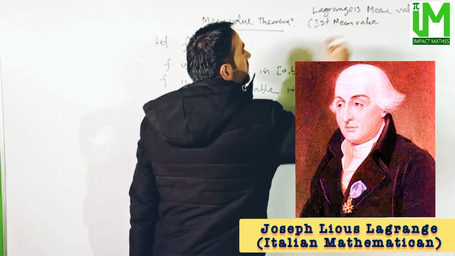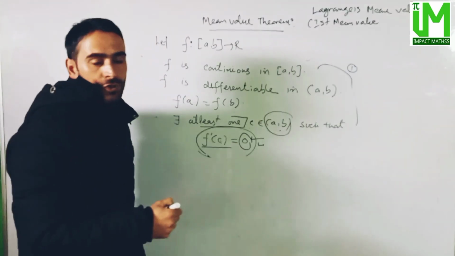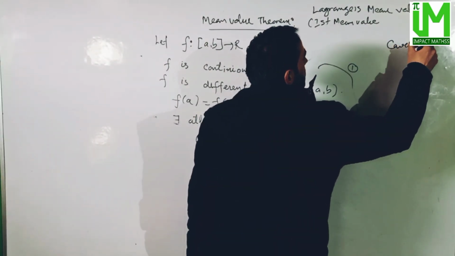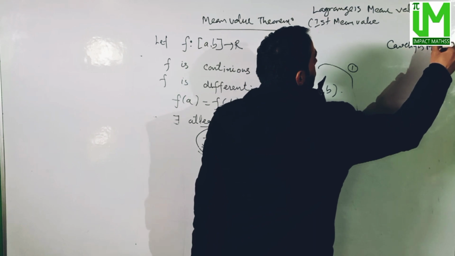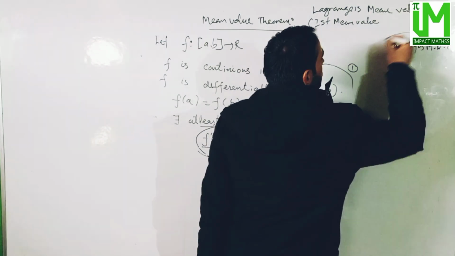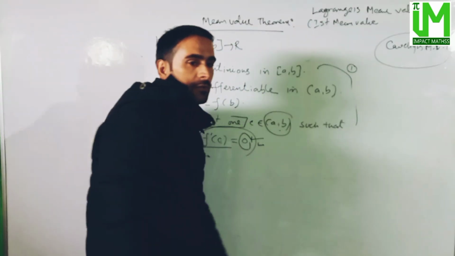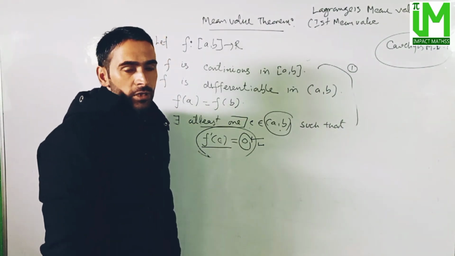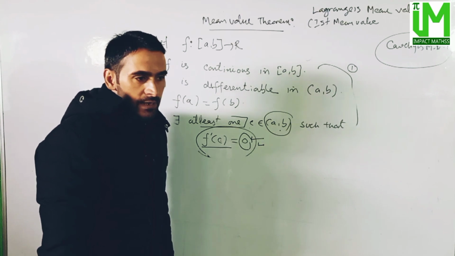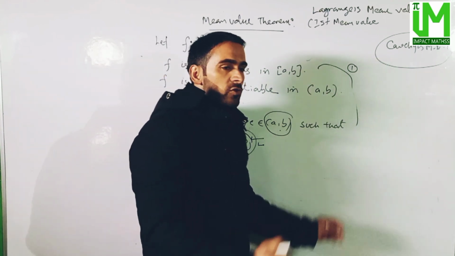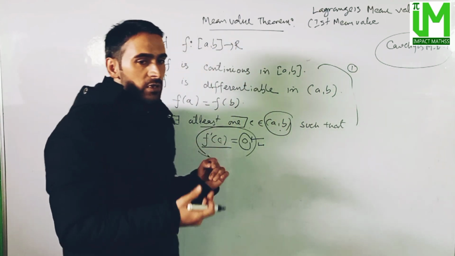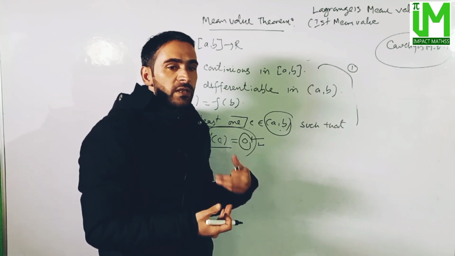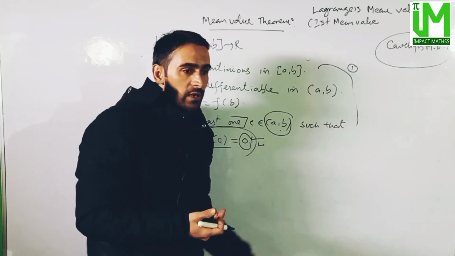In fact, we have another mean value theorem called Cauchy's mean value theorem, which is called the second mean value theorem. But here we only have to discuss the first mean value theorem, which is called Lagrange's mean value theorem. This statement is put as Rolle's theorem; in fact, Lagrange's mean value theorem is said to be the extension of Rolle's theorem.